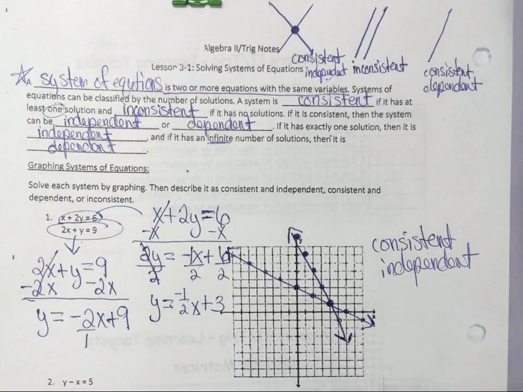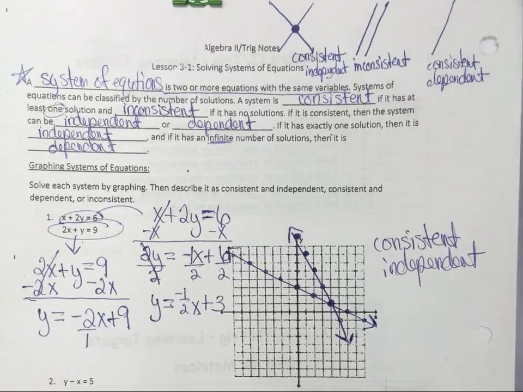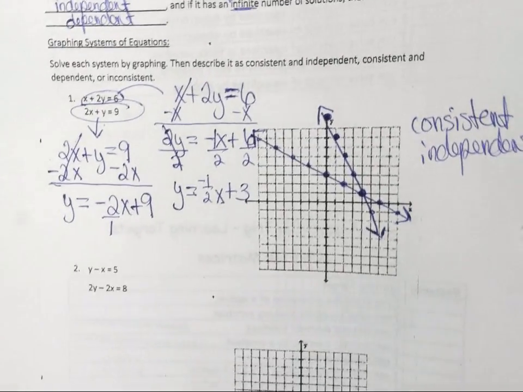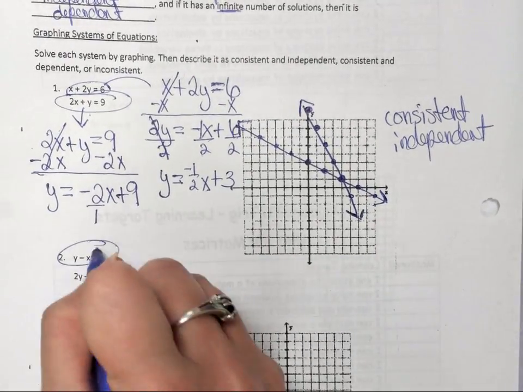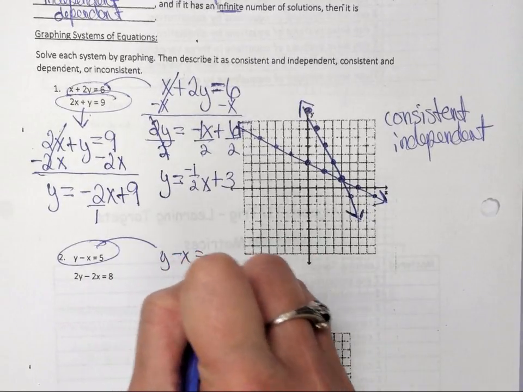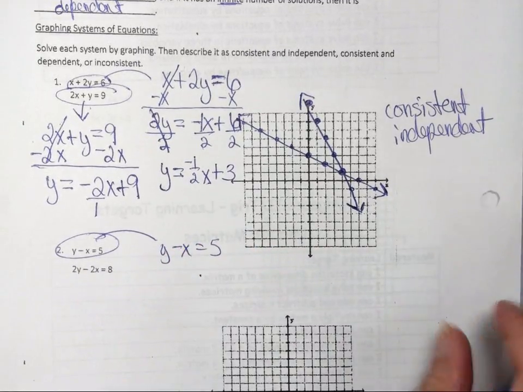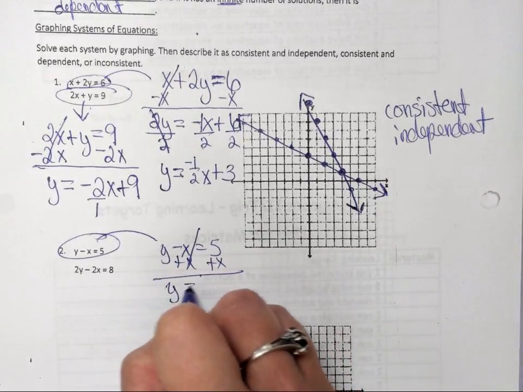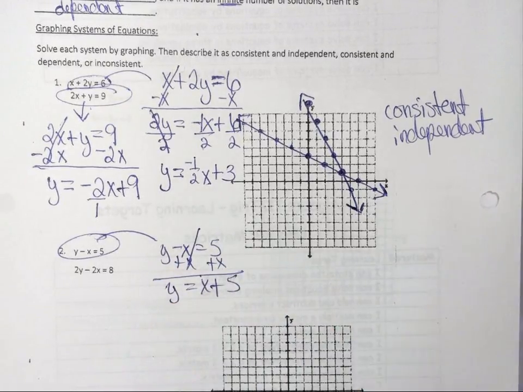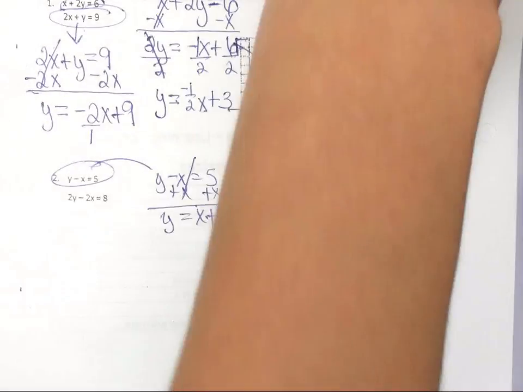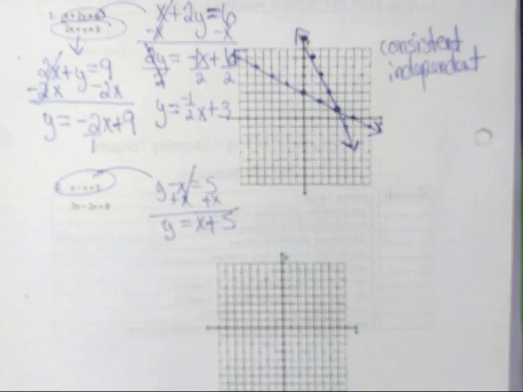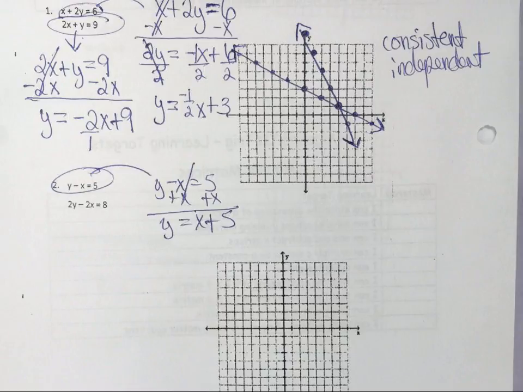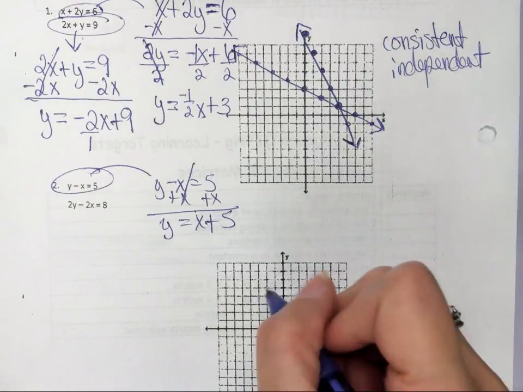Alright, let's look at number 2. Alright, I gotta solve it for y. So what would I do on the first one to solve it for y? This one's easy. Add x. X always comes first, so y equals x plus 5. Alright, what's my b? Cindy B, let him in. What's my b? What's my b? 5. So I go up 5, right?